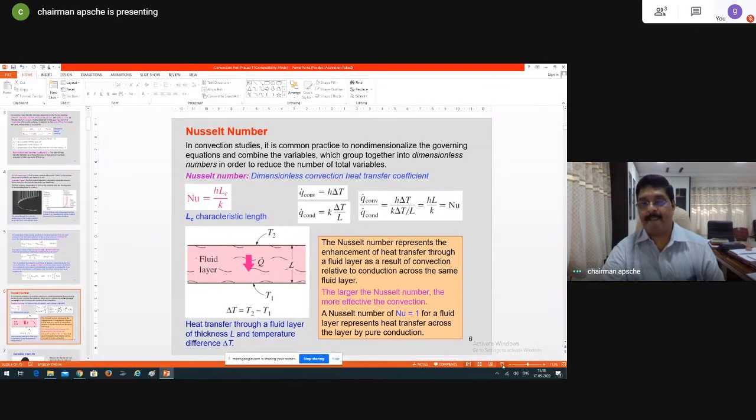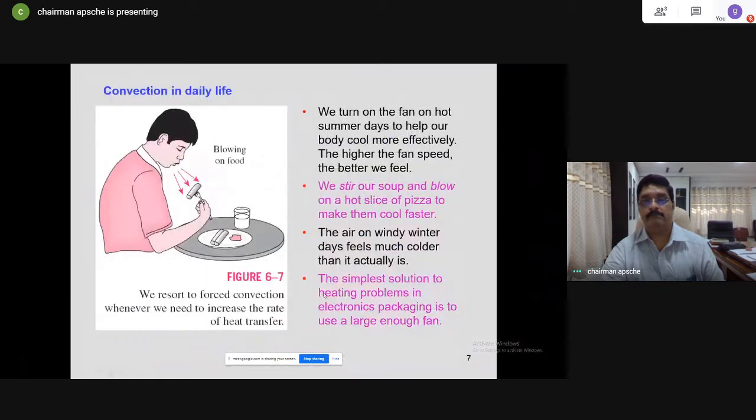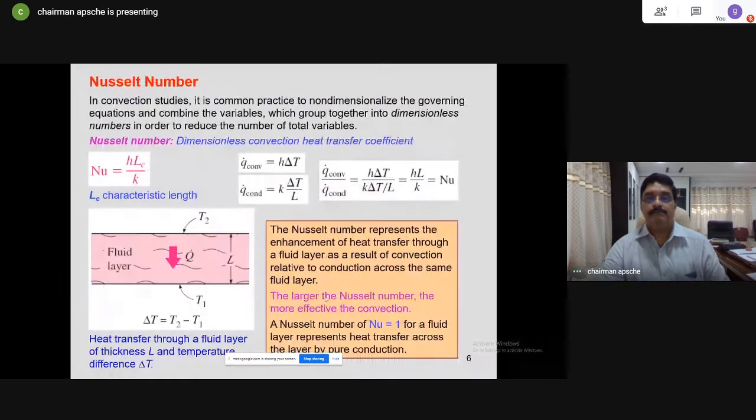Nusselt's number is hL/k. Larger the Nusselt's number, more effective the convection heat transfer is. The Nusselt's number Nu equal to 1, for a fluid layer, represents heat transfer across the layer is purely by conduction heat transfer, meaning at lower Nusselt's numbers, the conduction heat transfer is dominant.